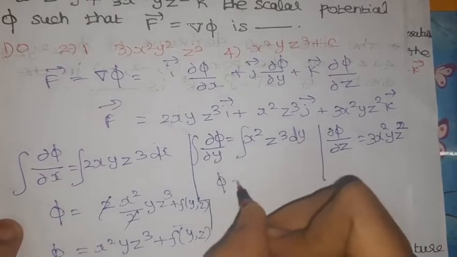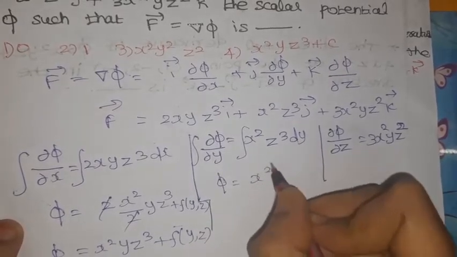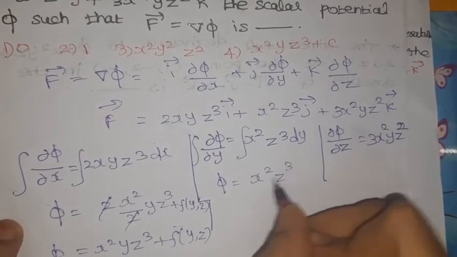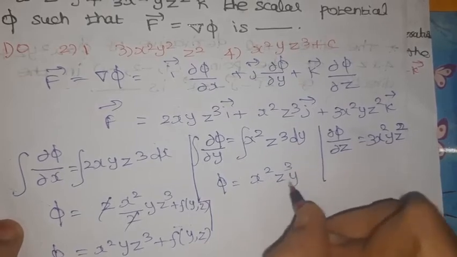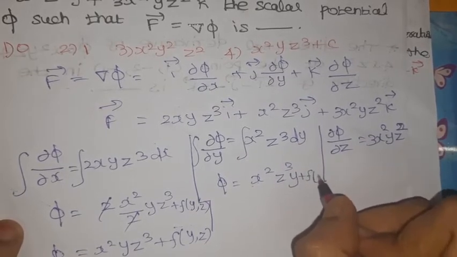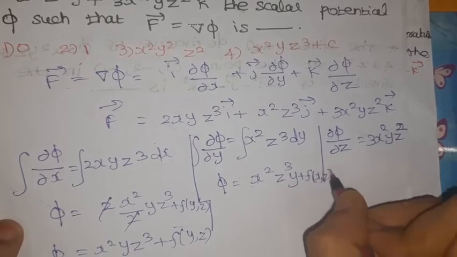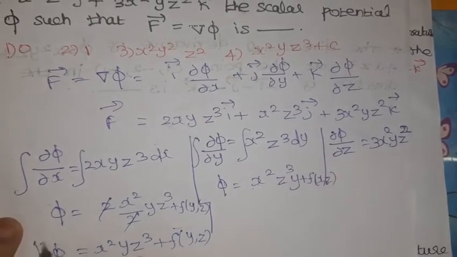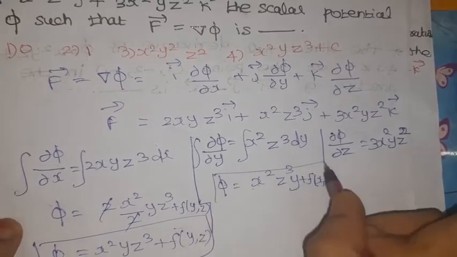So phi equals the integral with respect to y, dy. This is constant x and z in this term. Then y, x squared z cubed y plus a function of x and z is constant. So this is phi.